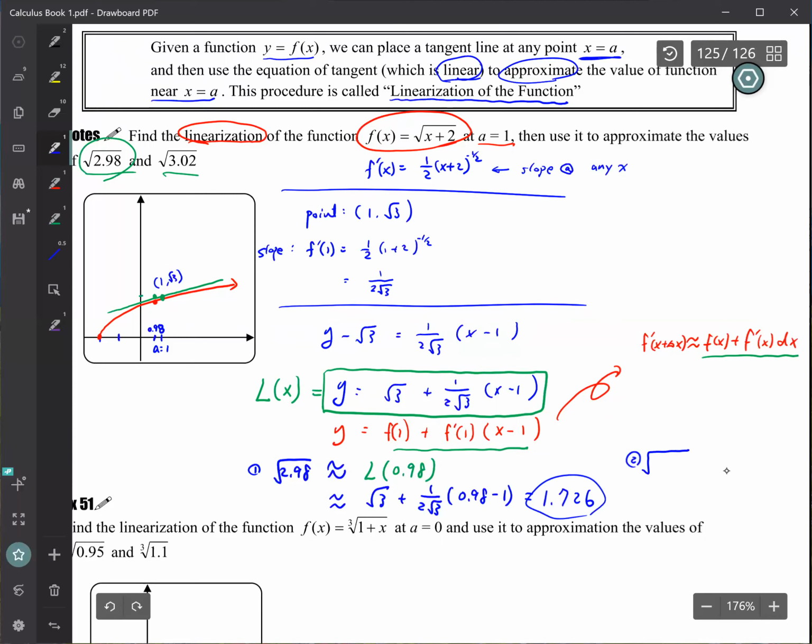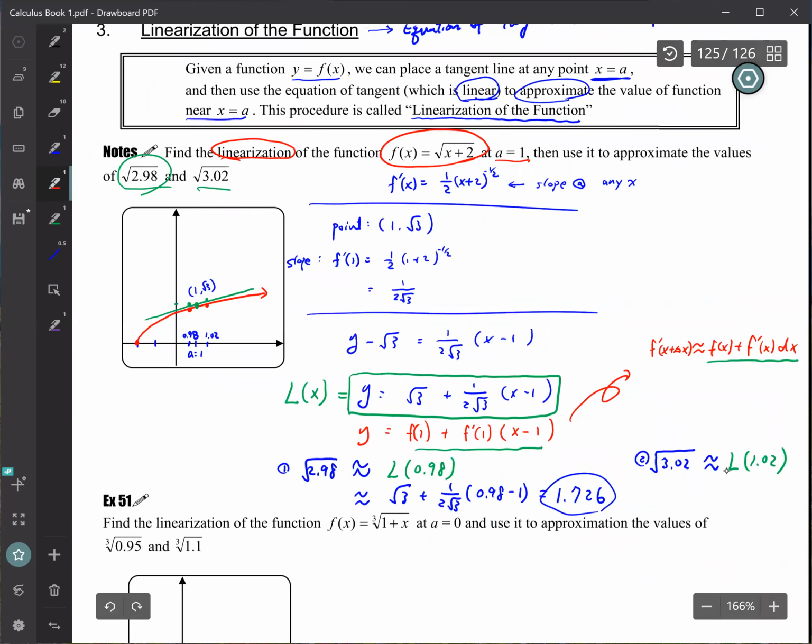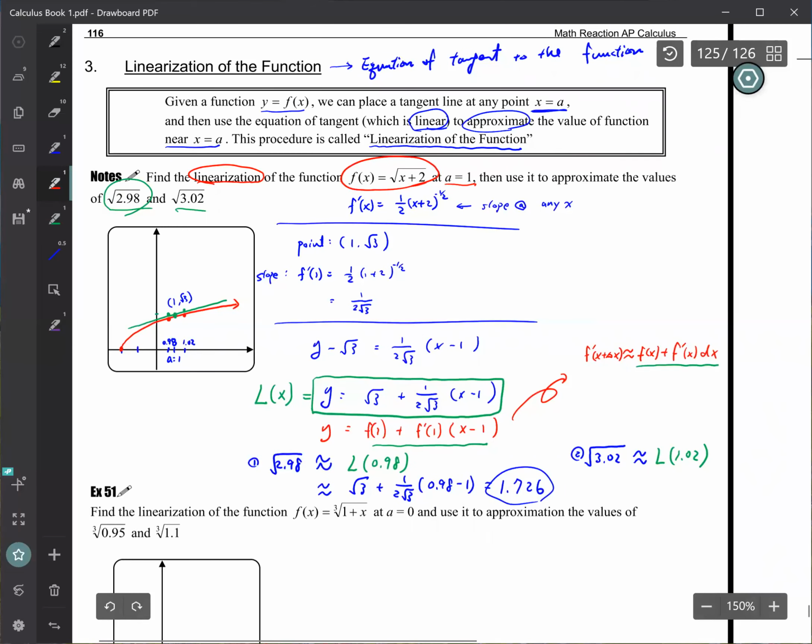Square root of 3.02. This one will be close to L of what? 1.02. Yeah, 1.02. So you plug into 1.02, which will be on the right side of 1. And then the red will be down here. The red is the actual answer. The green is the estimated answer, because it's on the tangent line. So also please plug it in. Okay, let's try one more time.